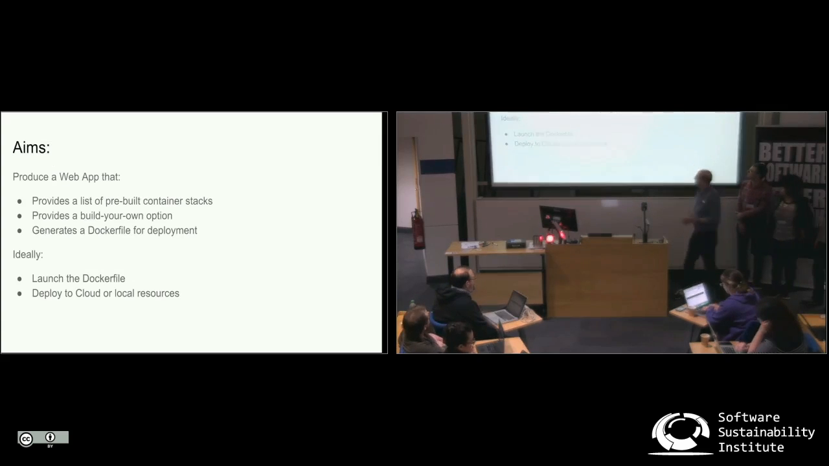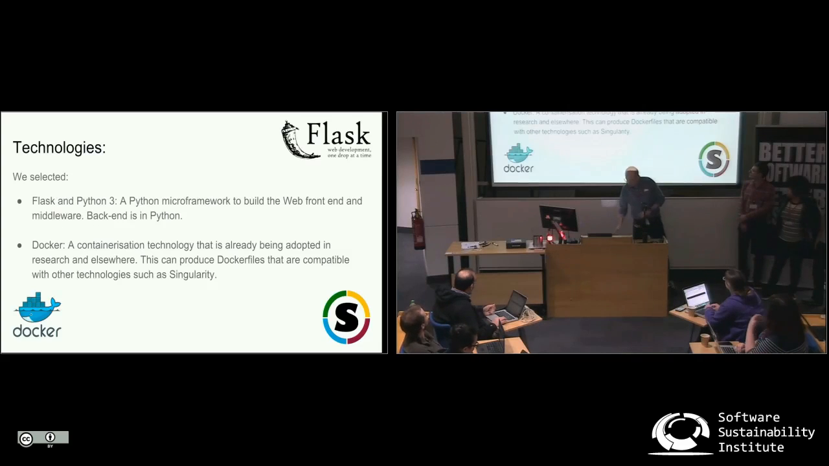So our aims were to produce a web application that would provide a list of pre-built container stacks, provide a build your own option, and generate a Docker file for further deployment. And ideally, to be able to launch that Docker file somewhere and deploy to cloud or local resources. So technologies, we chose Flask and Python 3. Flask is a Python microframework, and we use Docker, which is a very popular containerization technology, but it's also reasonably compatible with other containerization technologies such as Singularity.